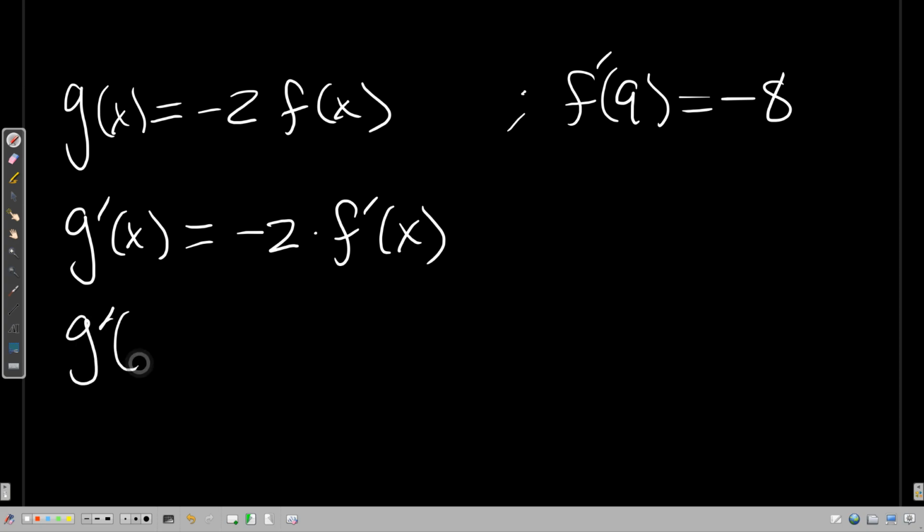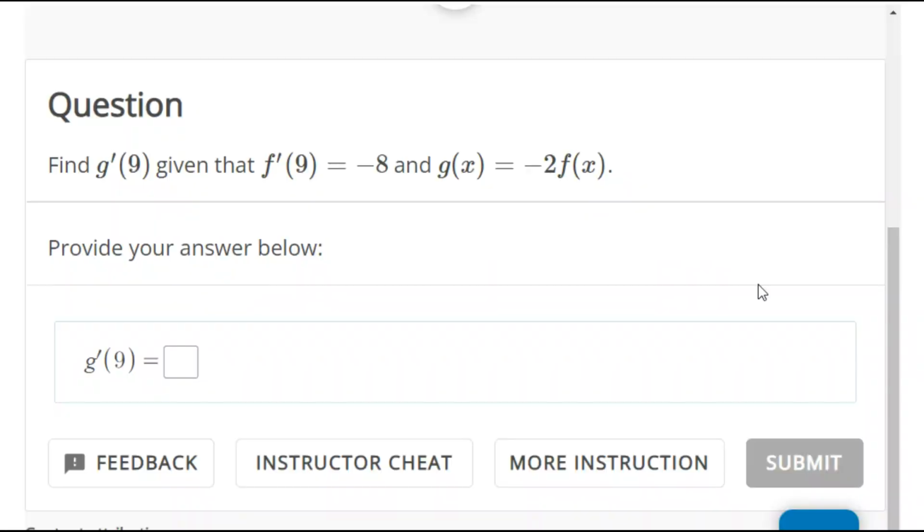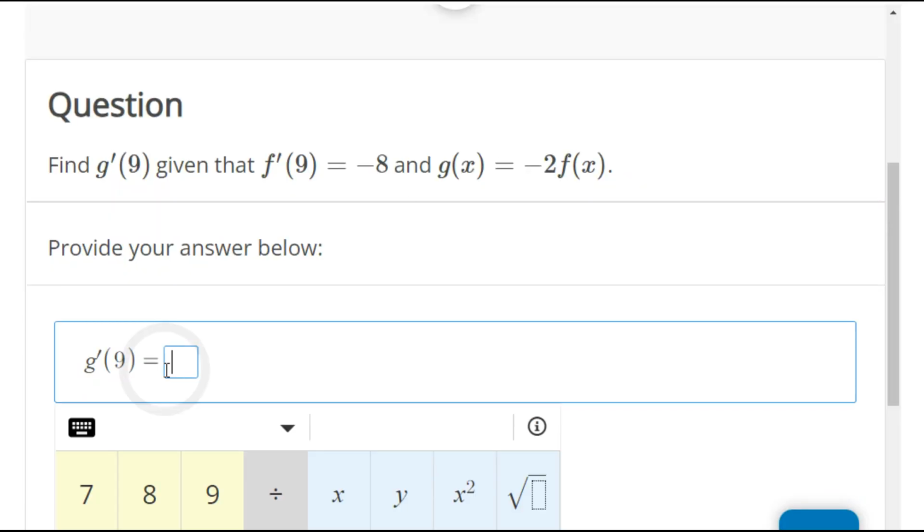And we are wanting to know g prime of 9, so that would have to be minus 2 times f prime of 9. And we know f prime of 9, it's minus 8. So this is a minus 2 times a minus 8. You get 16. All right, it's not so bad.